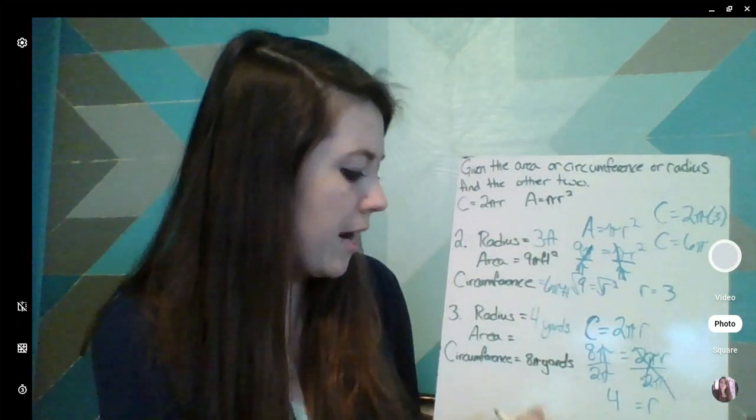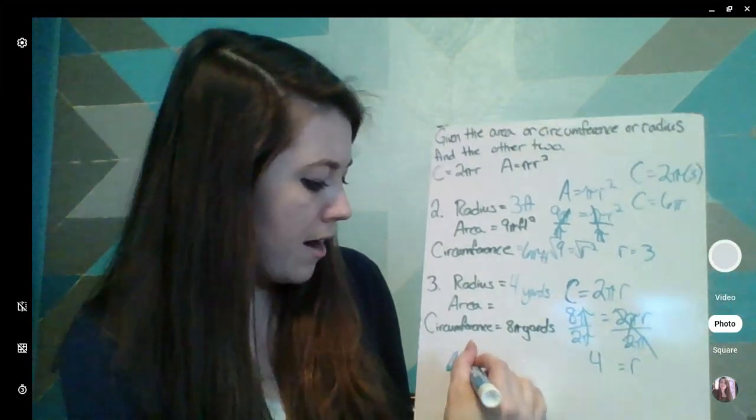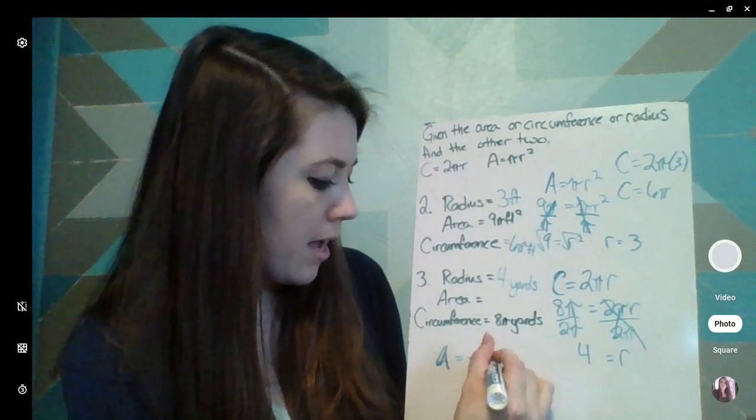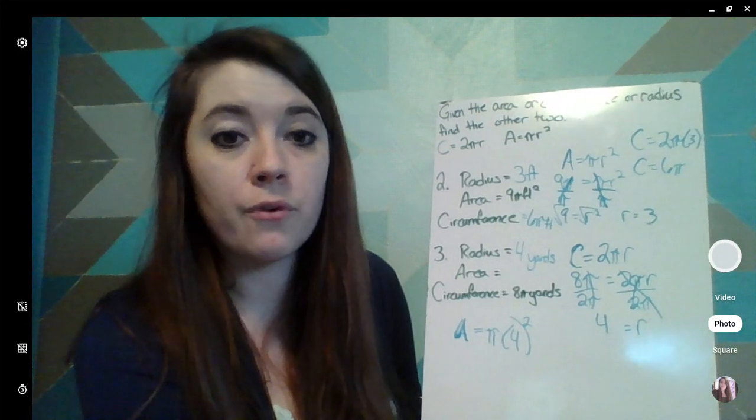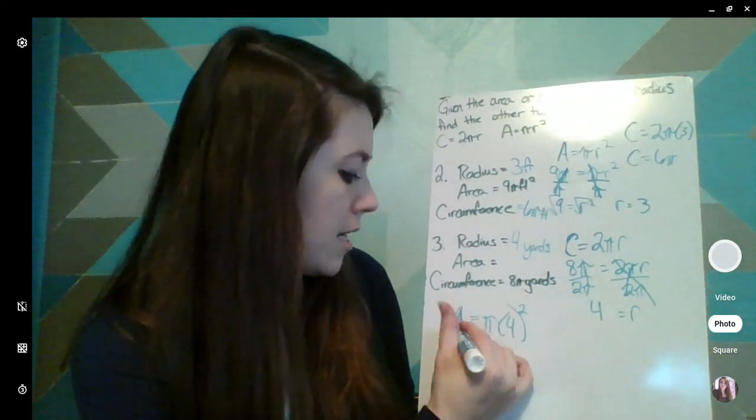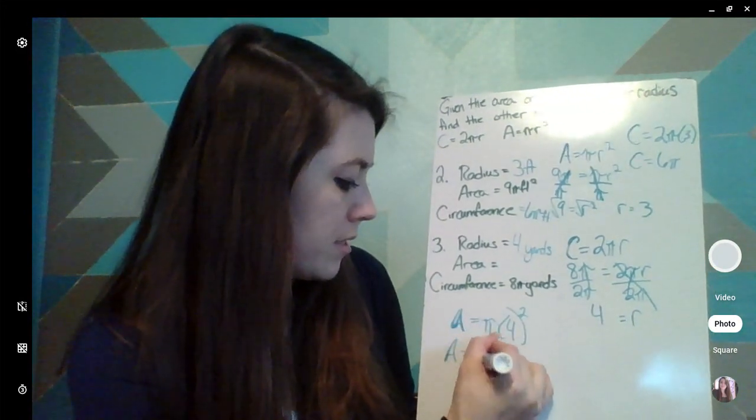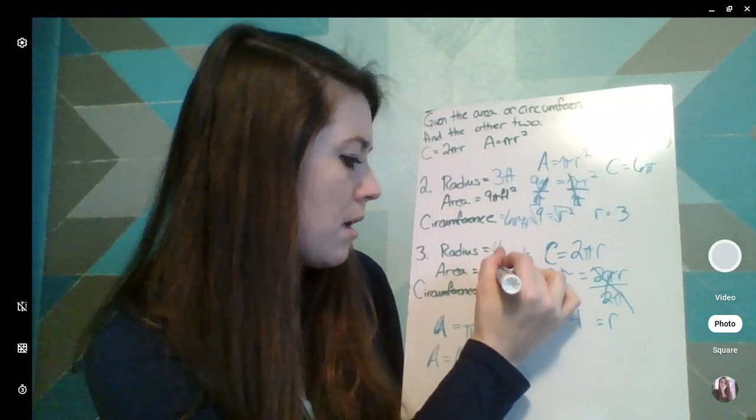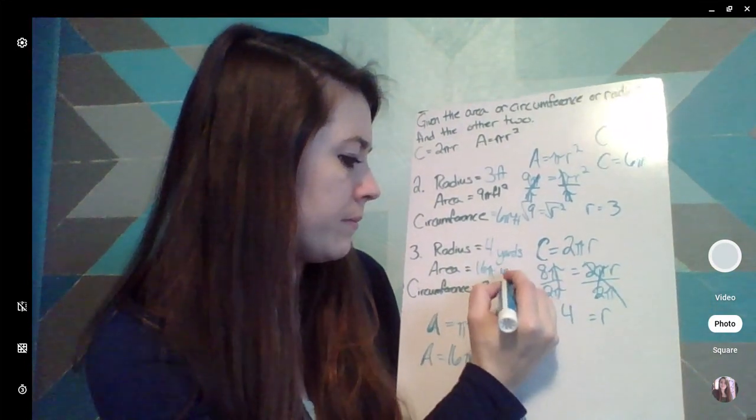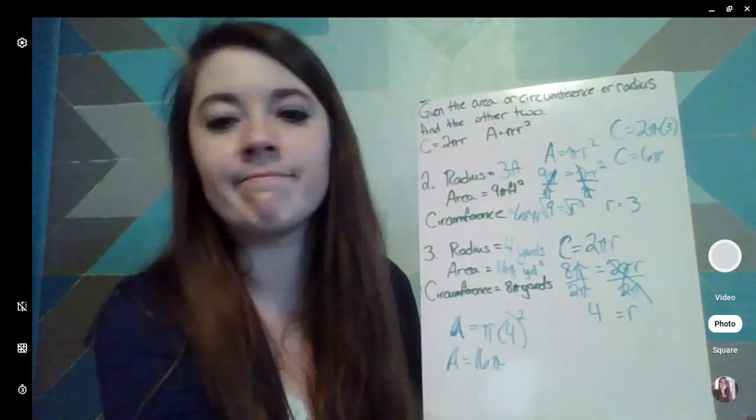So now we just need to do area. Our formula for area is area equals pi r squared, where r was 4. So 4 squared is 16. So area equals 16 pi yards squared.